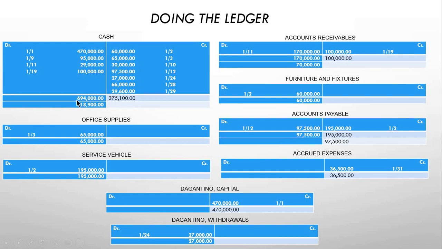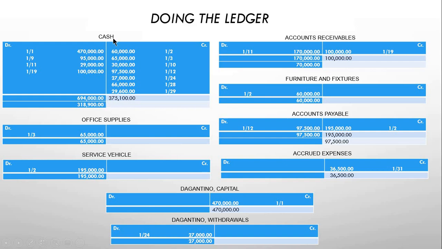Now, after we foot and get the total debit and total credit, we get the higher amount. Okay, we determine which is bigger, debit or credit? Debit for cash. Since debit is bigger than credit, we deduct and get the difference. So, debit 694,000 minus credit 375,100.